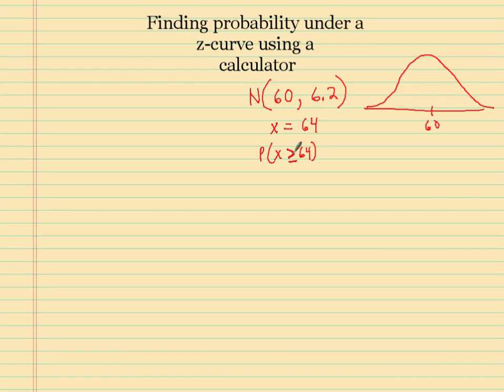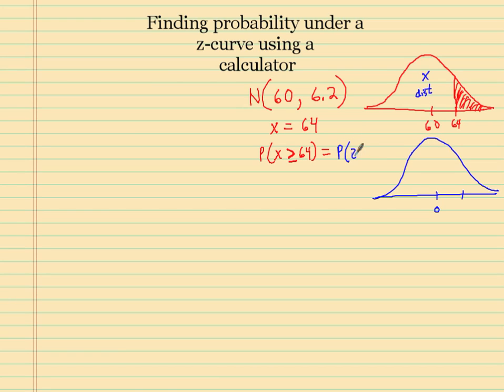With continuous data, it doesn't matter if this is a greater than or equal sign, or just greater than. So I'm going to show you how to do this. I'm looking for this area to the right of this 64. If you saw the other video, we want to go ahead and standardize this value. Because this is the distribution of x's, I want to standardize this and turn this into a z. The mean of the z is 0.